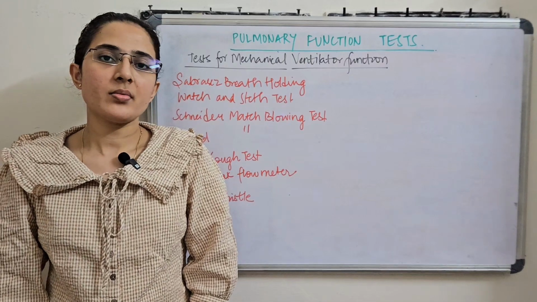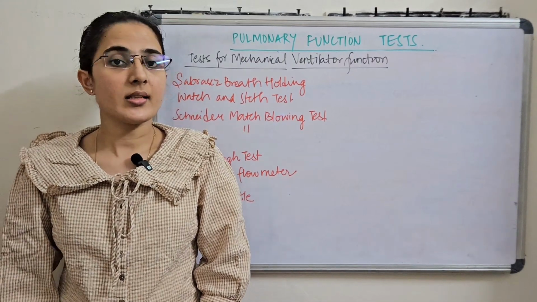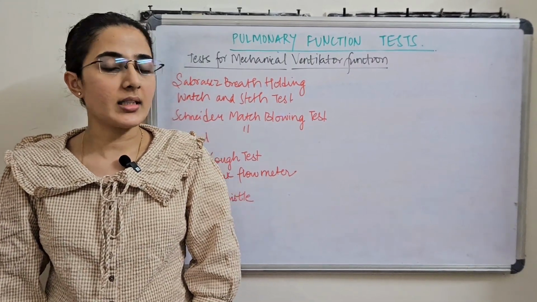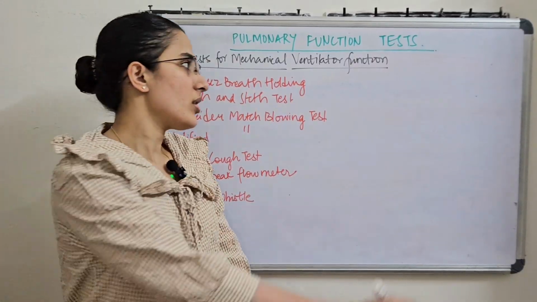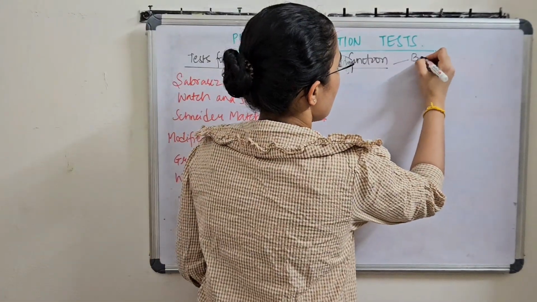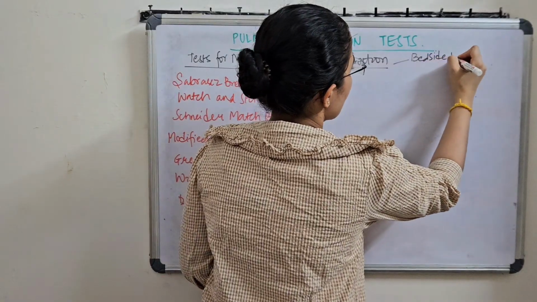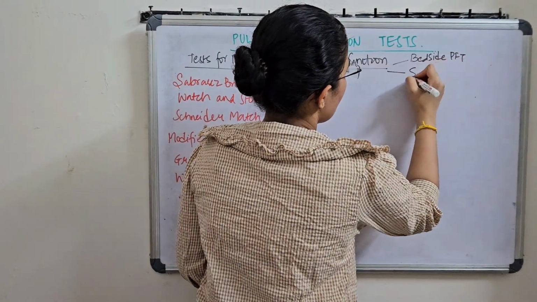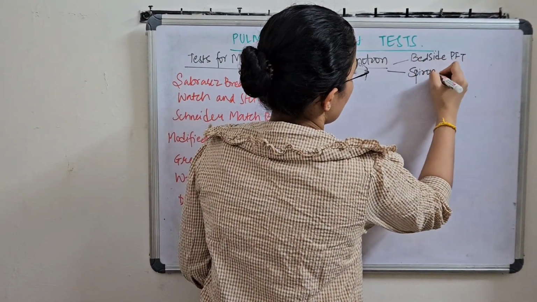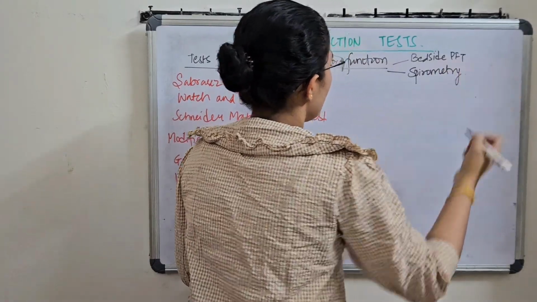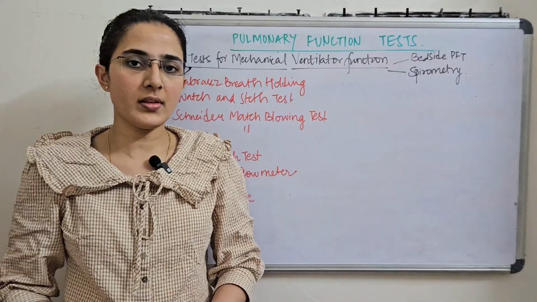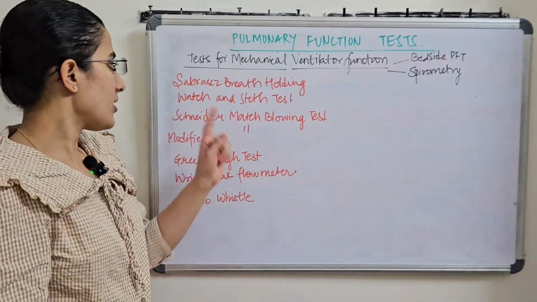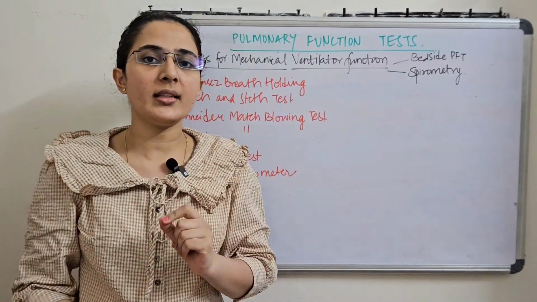So coming to first portion of the pulmonary function test is to test the mechanical ventilatory function, right? For test for the mechanical ventilatory function, we can have the bedside pulmonary function test, or we can have the spirometer or the spirometry that is done, right? So following are the bedside pulmonary function tests, we will discuss one by one, right? First is the Sabre's breath holding test.